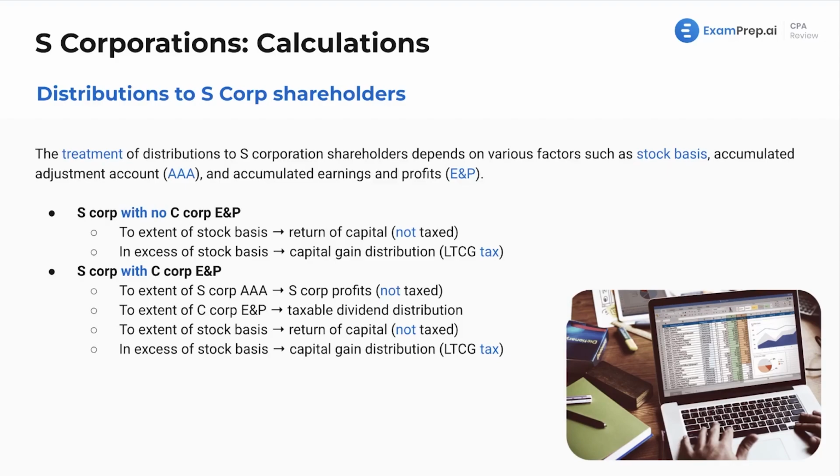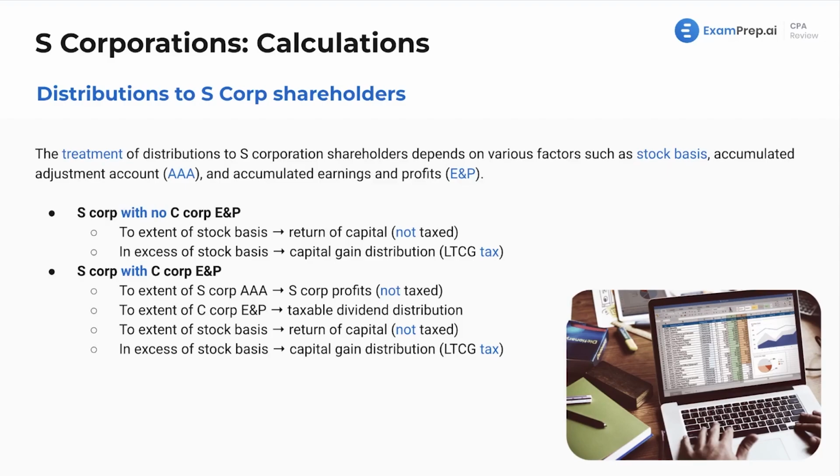Is this taxed as a return of capital, in which case it wouldn't be taxed? Or is this taxed as a capital gain distribution? So these are distributions from the entity to the shareholders. Now, the treatment of distributions to S-Corp shareholders depends on various factors, such as the stock basis, accumulated adjustments account, and the accumulated earnings and profits. Again, this is kind of like the example prior in those C-Corp lessons, filling up the buckets. What is the classification of profits?